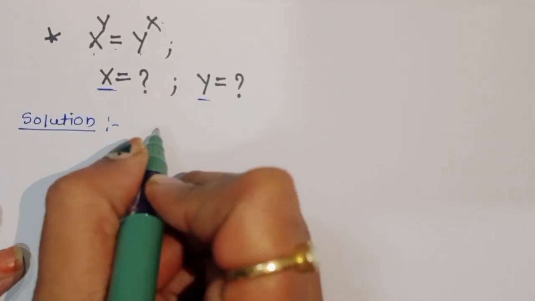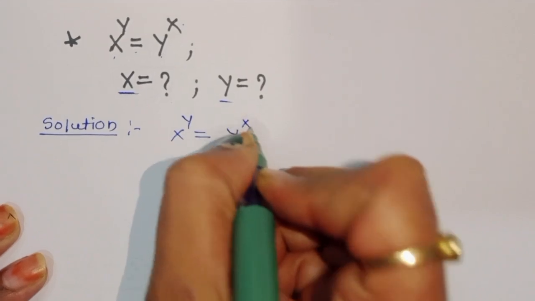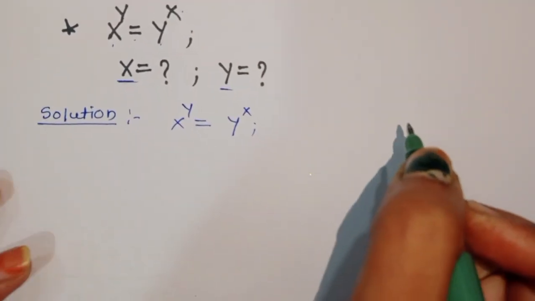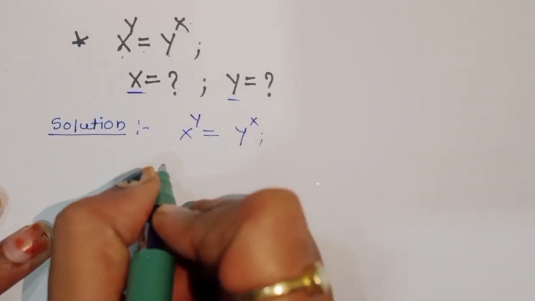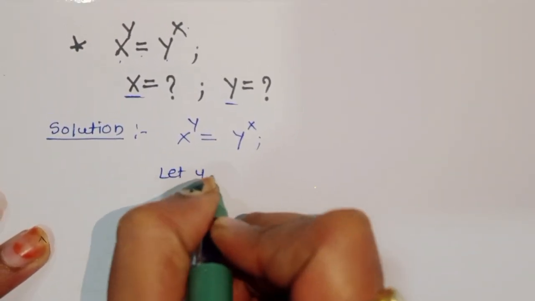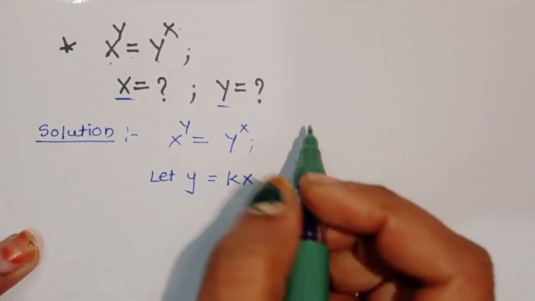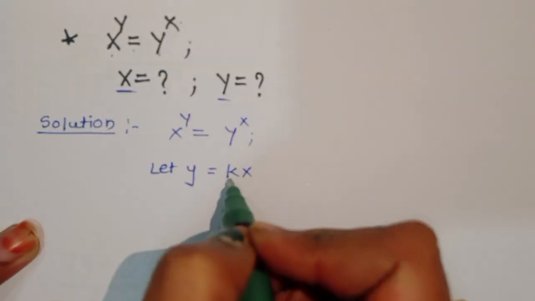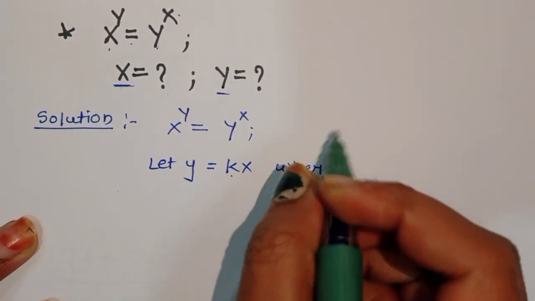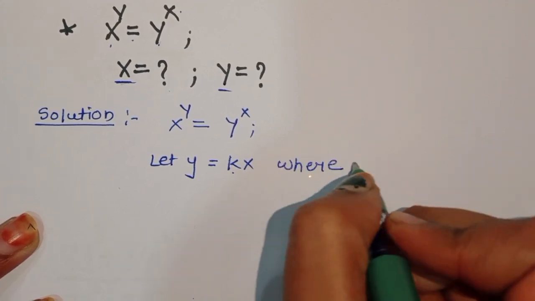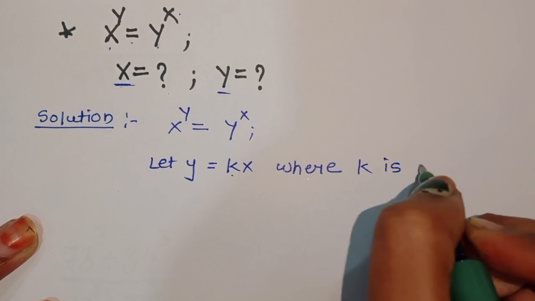First, what is given? x power y is equal to y power x. This is given. Now we can consider y is equal to kx, where k is a constant.